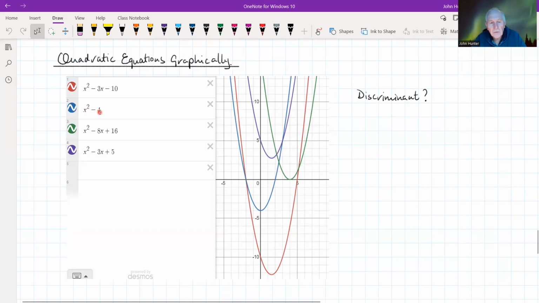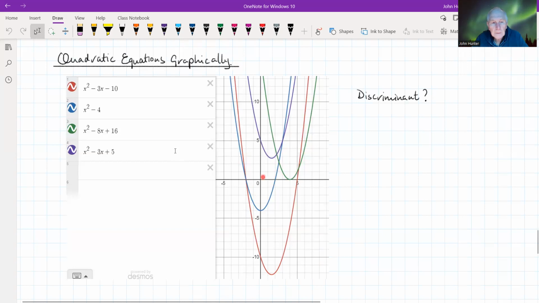X squared minus 4, that is the blue one. That's got two solutions, hasn't it? Minus 2 and 2. And this one, of course, is similar. It's got two solutions. But this one is symmetrical about the y-axis. Yeah. I noticed the other one we had involved 49. It was minus 7, plus 7.